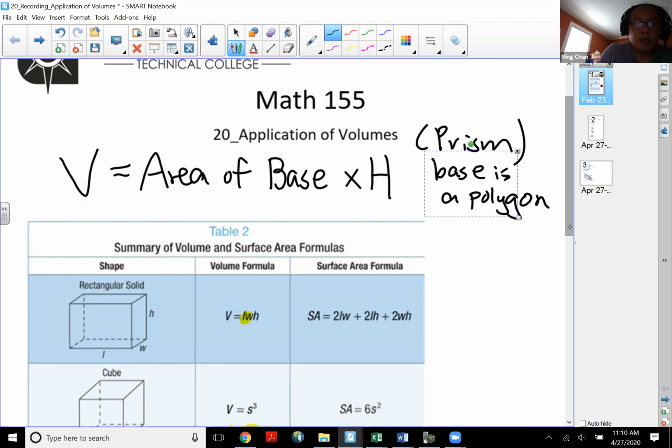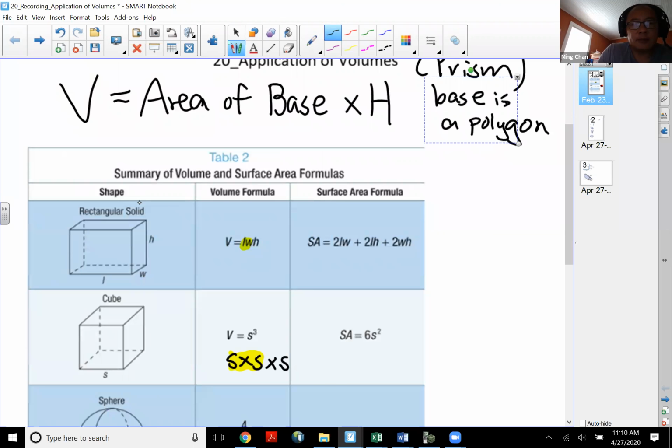All right. So I can have a prism where my base is actually a square. I can have that, but it's not a cube. So it really depends on what the base is. To find volume, we take the area of the base times the height. So it depends on what kind of bases you have. I can have a rectangular solid with a square base, but we don't call that a cube because your height can actually be longer.